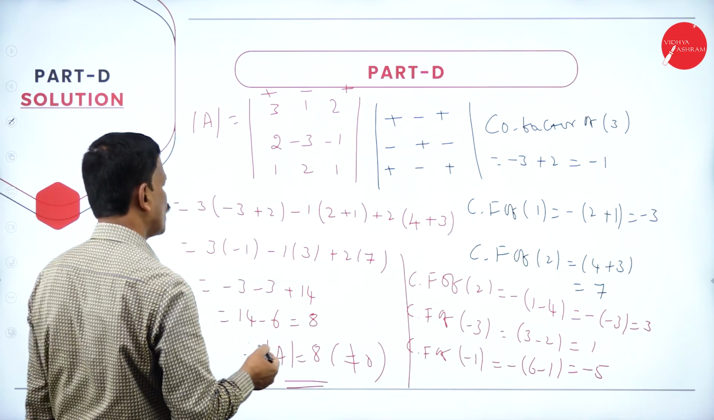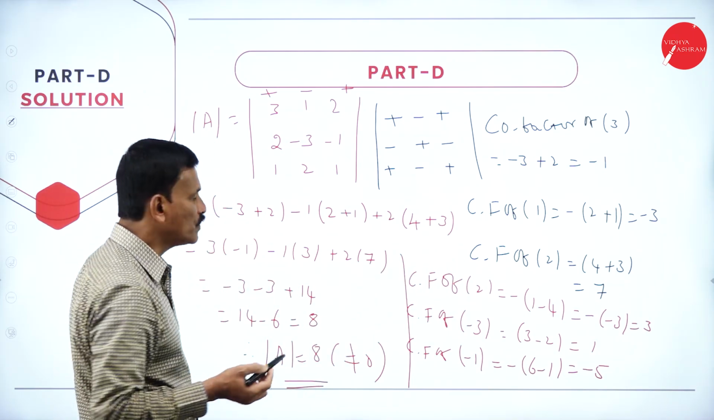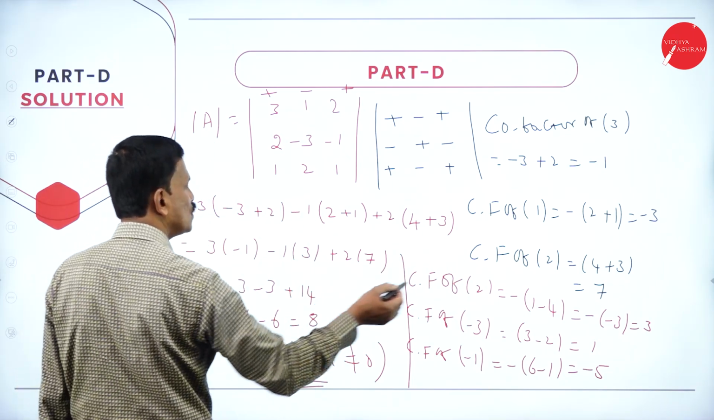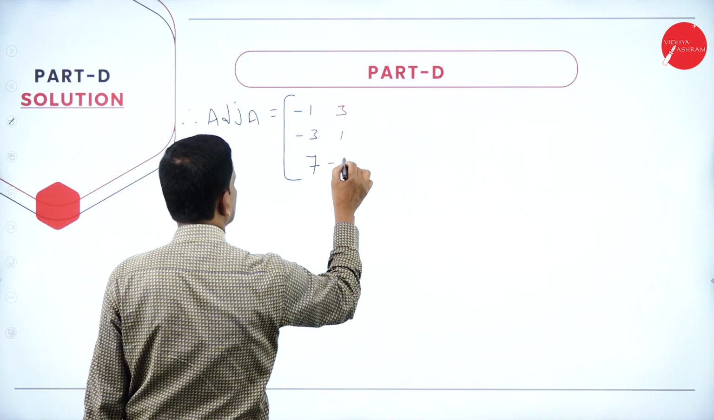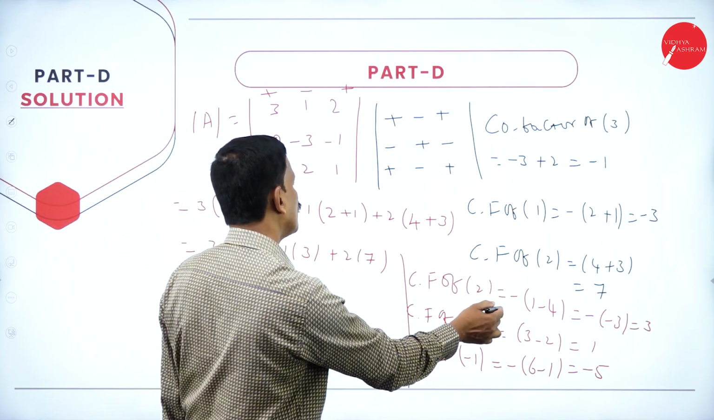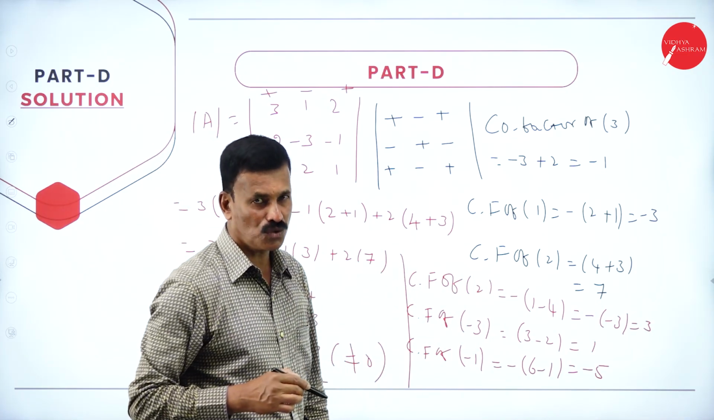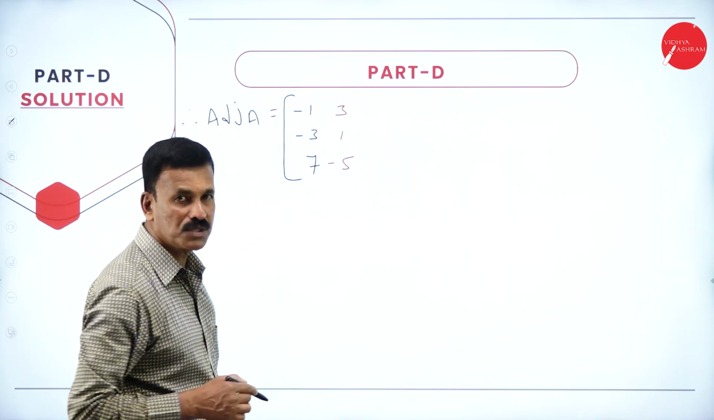So I'll write the cofactors here. The cofactors for the second row, put it in the form of a column, you will get the adjoint. So 3, 1 and minus 5 is the cofactor for the second row. Just to write the adjoint, put it in the column, the second column.